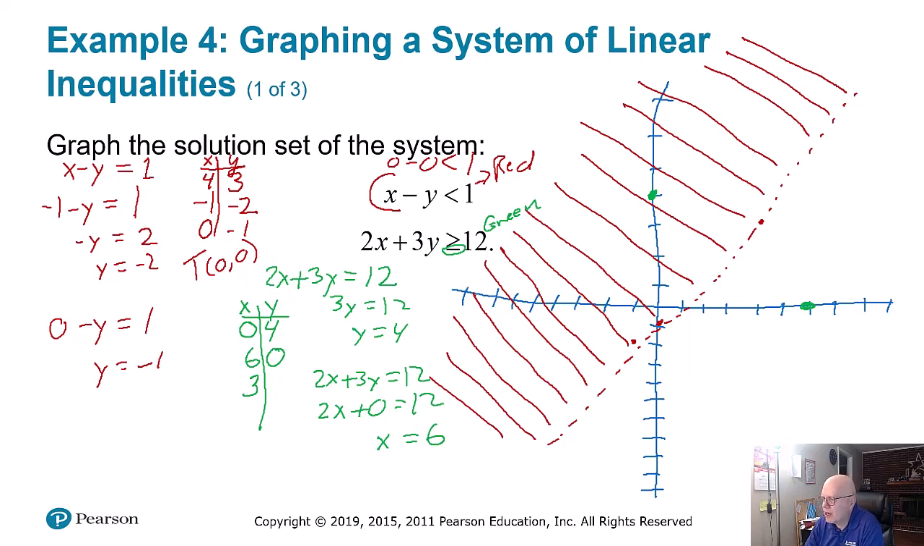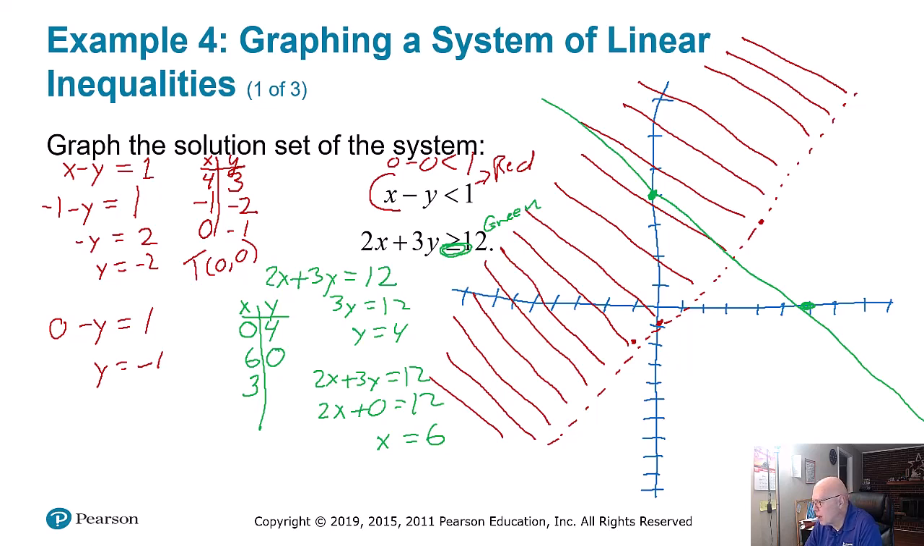Now, for this green line, remember I'm going to have a solid line because of that equals. So as carefully as I can, I'm going to draw a solid line connecting the green dots. There we go. Now ignore everything that has to do with the red part. Focus on the green. Now we need to test.